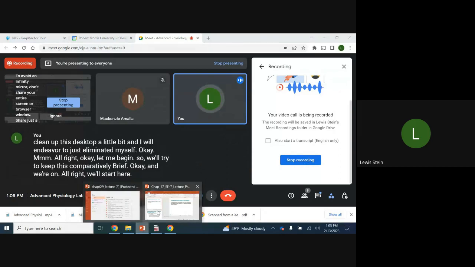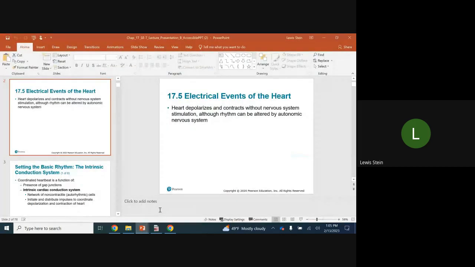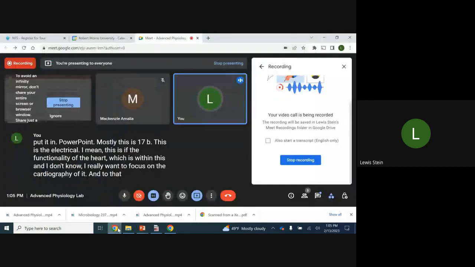It's always a little bit hard to navigate because it doesn't look the same when I put it in PowerPoint mode. But this is 17B. This is the electrical functionality of the heart, which is within this. And I don't know that I really want to focus on the cardiography of it. And to that end, I'll give everybody a resource.